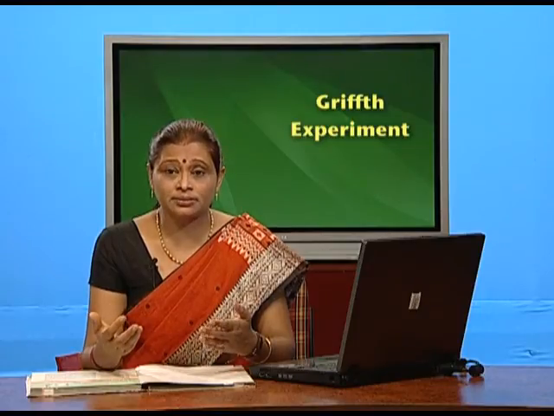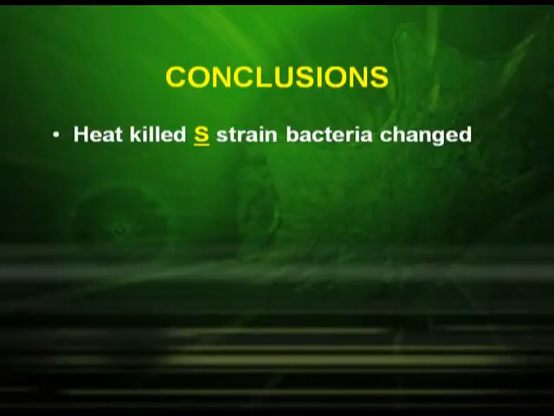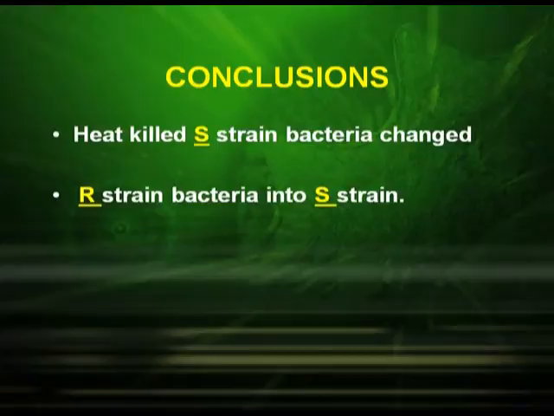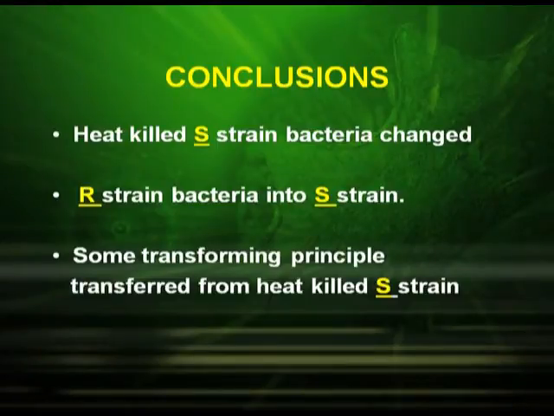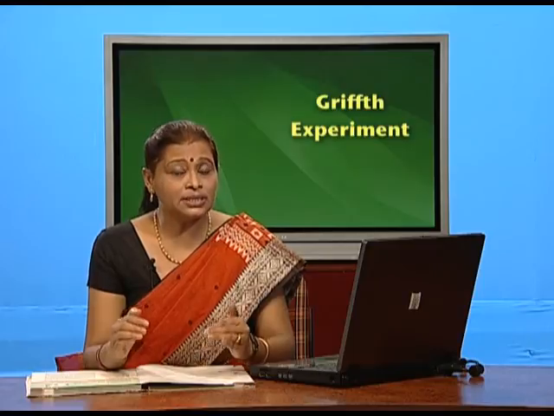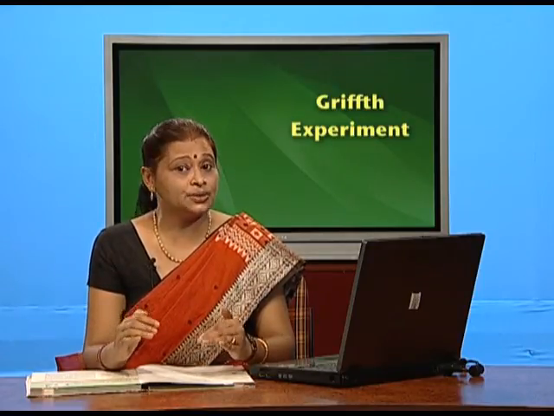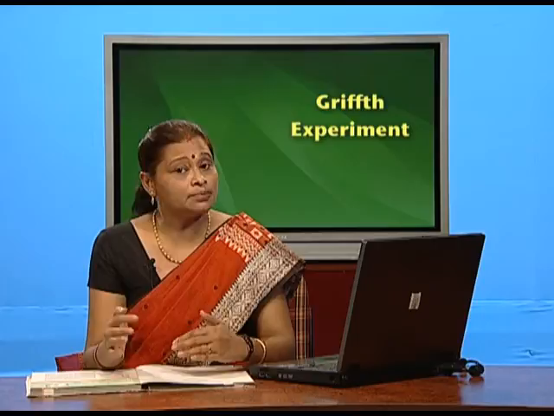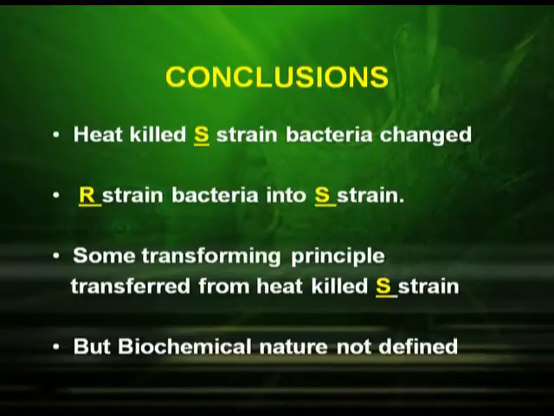How did it happen? He concluded that the heat-killed S strain bacteria changed R strain bacteria into S strain. There is some transforming principle that has been transferred from heat-killed S strain. That means the S strain was capable of transforming the R strain into S strain, and that is how the mice died. But the biochemical nature was not defined by Griffith.